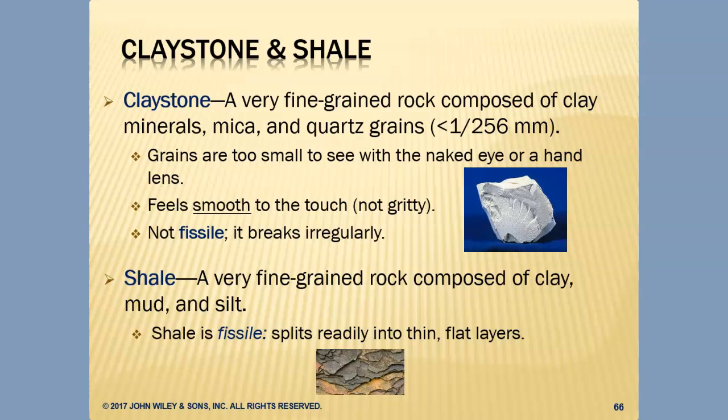Notice how a claystone is a very fine-grained rock composed of clay minerals, mica, and quartz grains. And the grains are very small, too small to see with the unaided eye or even a hand lens. Claystone feels very smooth to the touch, and it is not fissile. It breaks irregularly. Now, fissile means that the rock will split into relatively thin, flat layers. That's a shale. A shale is a fine-grained rock composed of clay, mud, and silt. And the shale is fissile. Remember, it splits readily into thin layers, but the claystone won't. It's not fissile. The claystone will break irregularly.